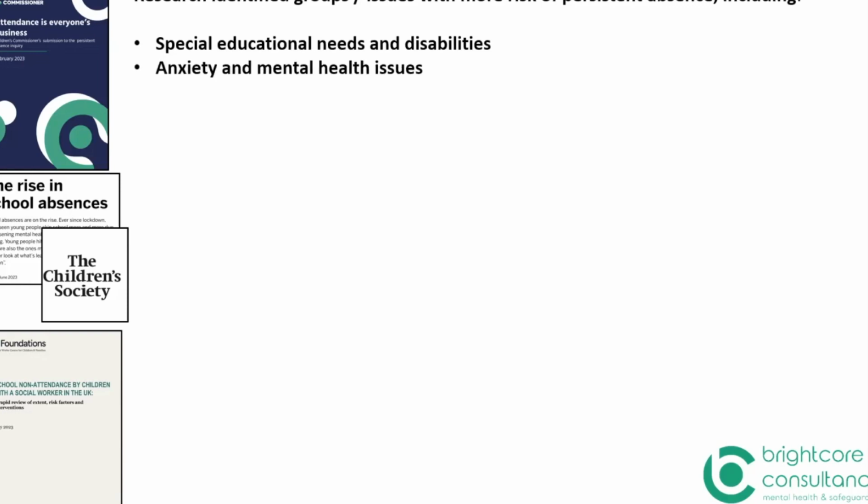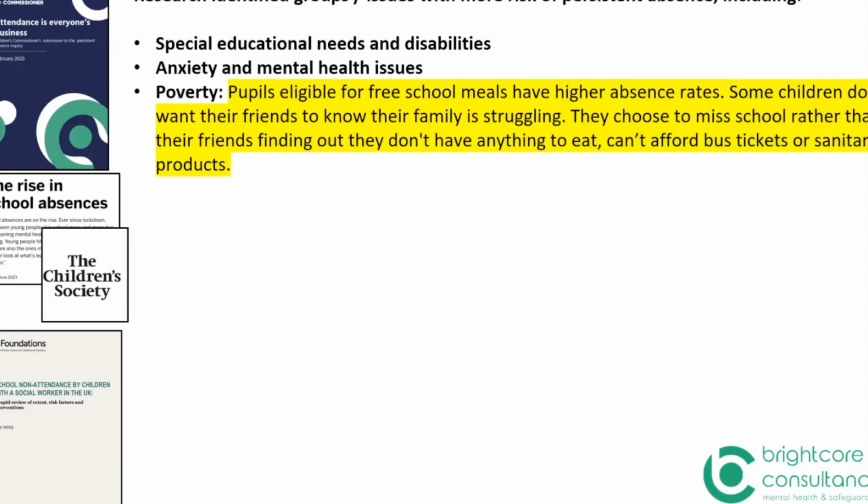So if we look at some of the categories, what we're seeing is children with SEND have far higher rates of persistent absenteeism. It was always the case, but that's become even more pronounced. Anxiety and mental health concerns, that's even in Keeping Children Safe as a mentioned concern now. Poverty, we are seeing a much higher rate of absence for pupils eligible for free school meals. We're seeing children not wanting their friends to know they're struggling. We're seeing, therefore, they're choosing not to come in rather than this being exposed.